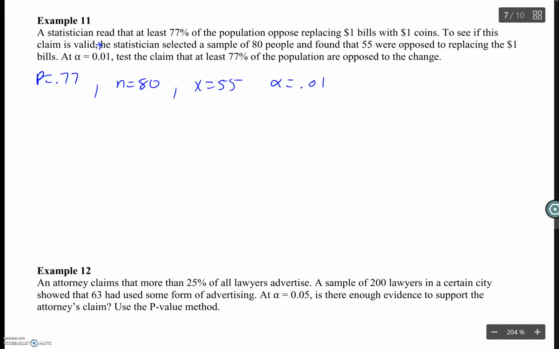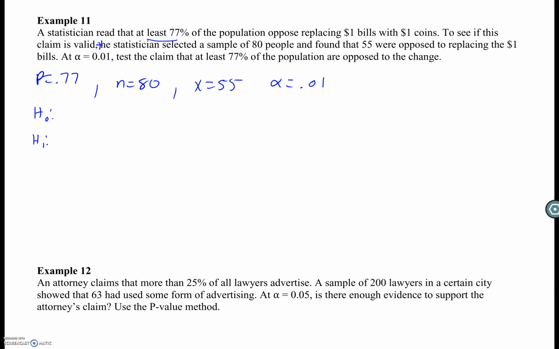Alpha is 0.01. Now this one is slightly different than what we've had before, only because of the word. We need to build our null and our alternative. Now they're claiming at least 77%. What does the word "at least" make us think of?